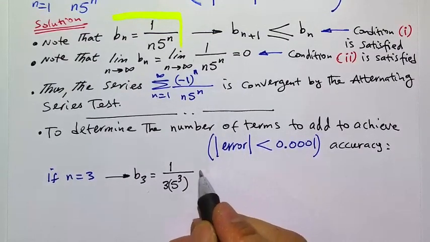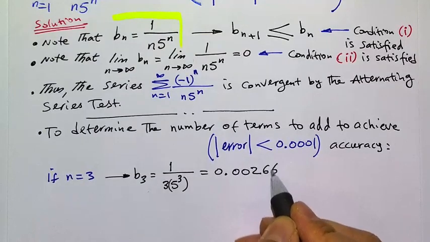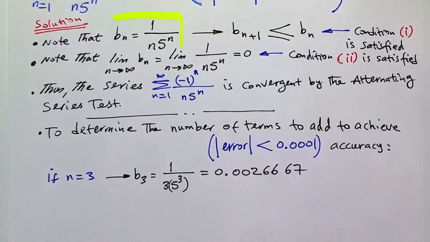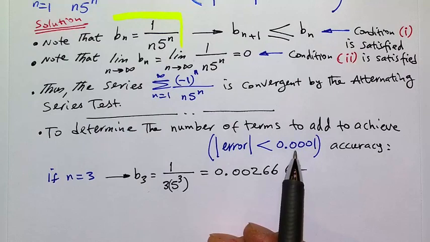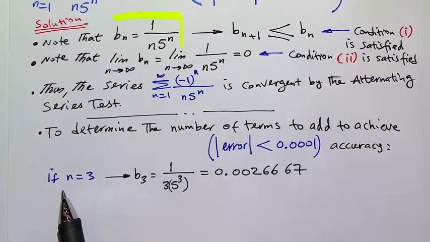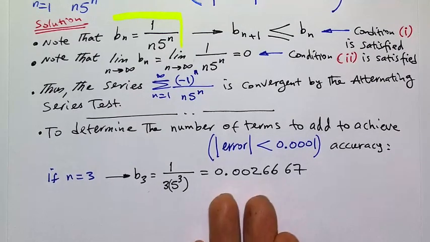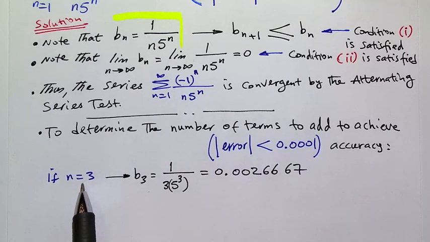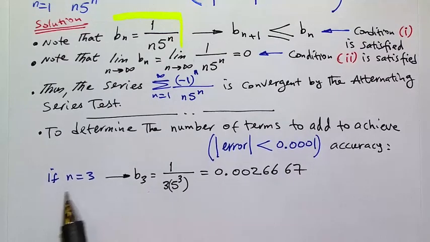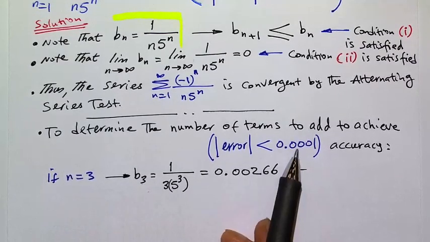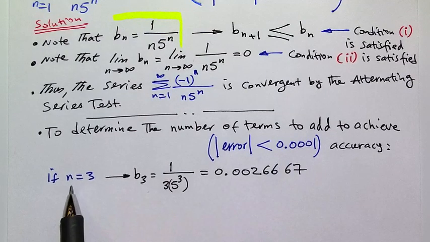And this will be equal to point, and please verify these numbers on your own, but this is what I got. Is this larger than that or smaller than that? For sure, this is larger than that, right? So if you add the first two terms, we're not going to add the third term. This is just saying how many terms before n equals 3 you can add to achieve this accuracy. So if you add the first two terms, you're going to have this much error, which is larger than what we're asked to achieve. So we can't stop with two terms.